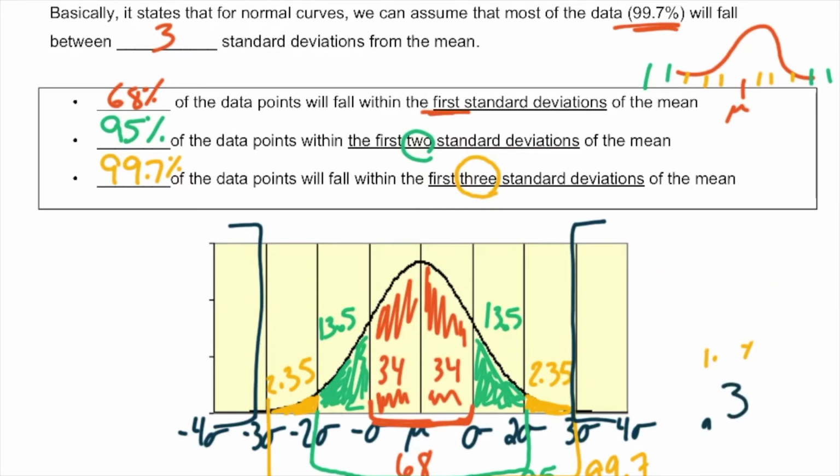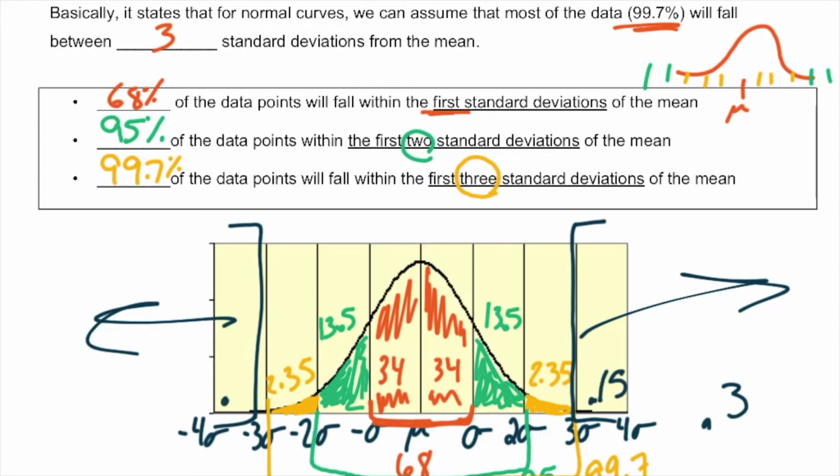So everything below, not necessarily within 4 standard deviations, but truly everything in this direction and this direction in total. So we can say that this is going to be 0.15 and this is going to be 0.15, because we do still know that it's symmetrical, even if it is higher than 4 standard deviations above.